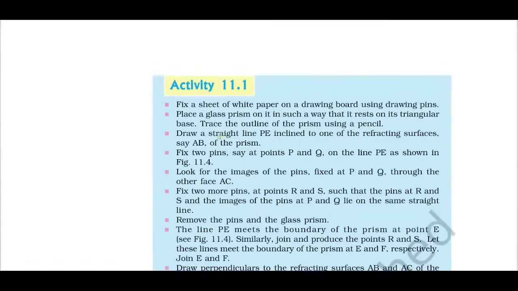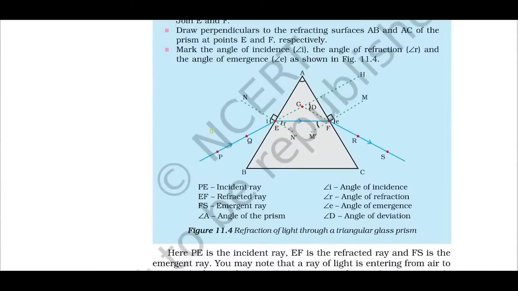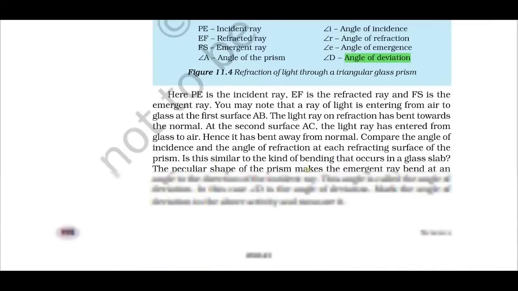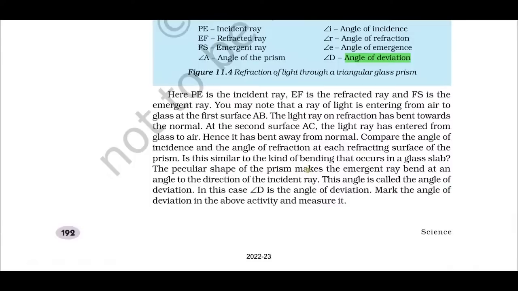You have an activity here. Do go through this activity and identify the incident ray, refracted ray, emergent ray, angle of prism and also angle of incidence and very importantly angle of deviation. Very important definition for the exam.